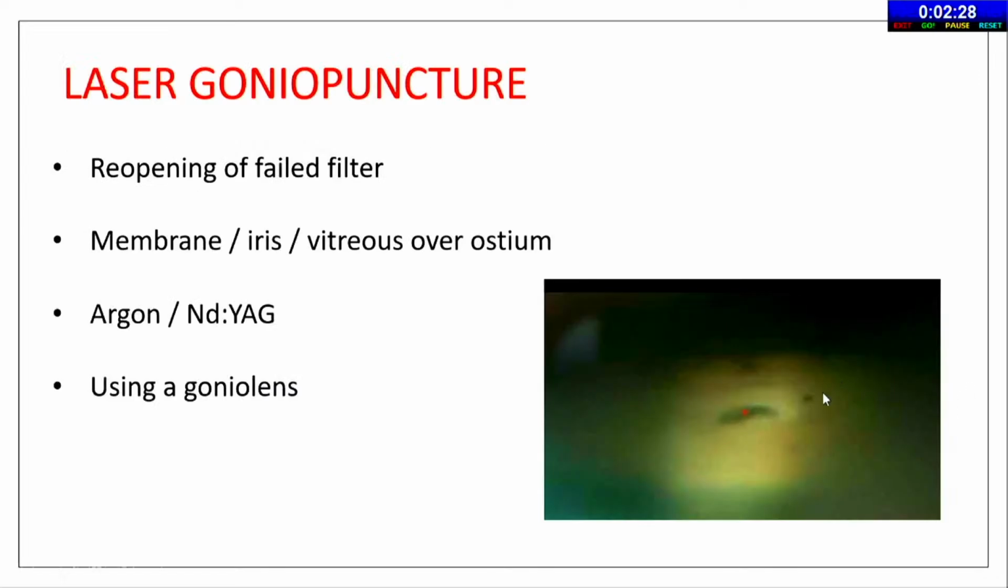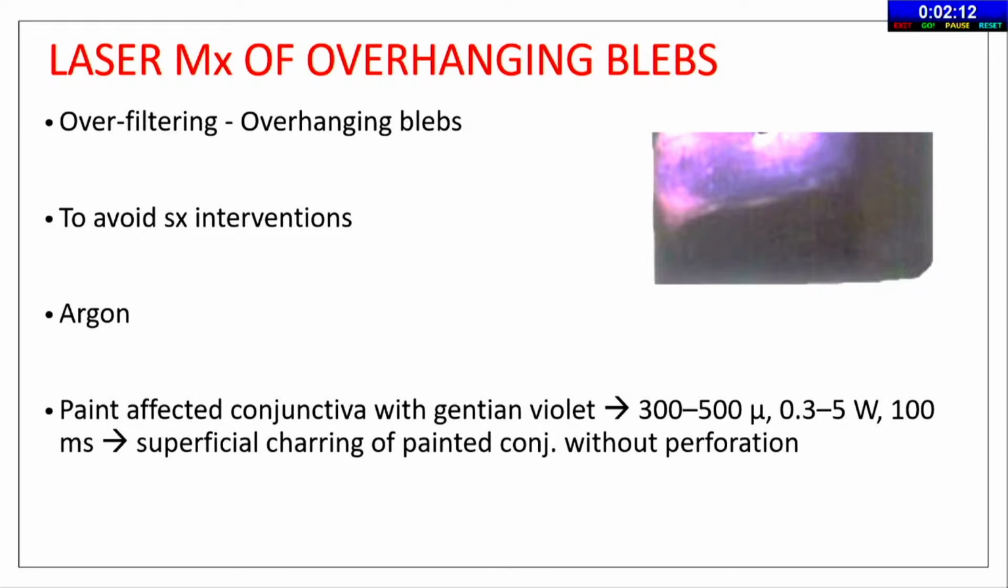Sometimes when you do a gonioscopy, you can find over the ostium there is either iris tissue there, or a membrane is there, or a vitreous tag may be there. So you can rupture this using an argon or an Nd:YAG, which is known as a laser goniopuncture. So that will help to open up that closed ostium. Then there can be laser management of overhanging blebs.